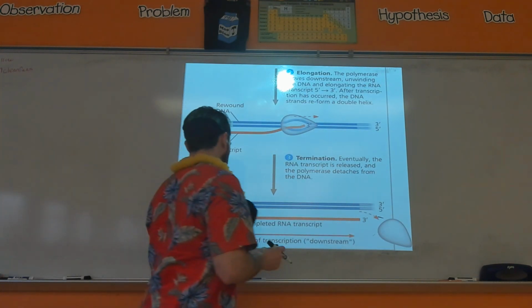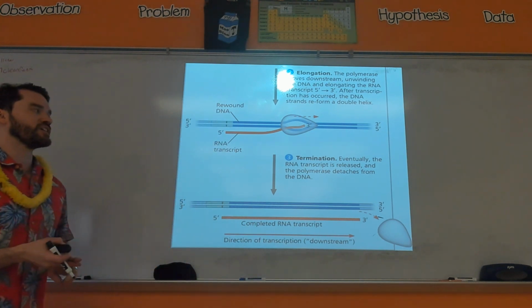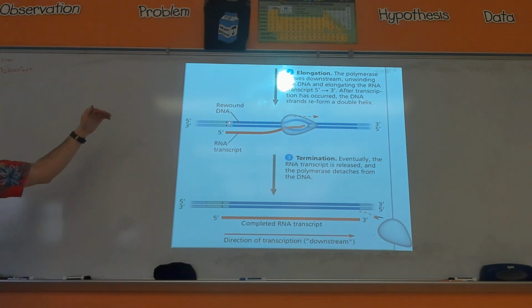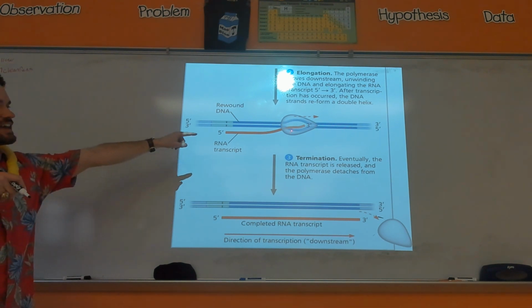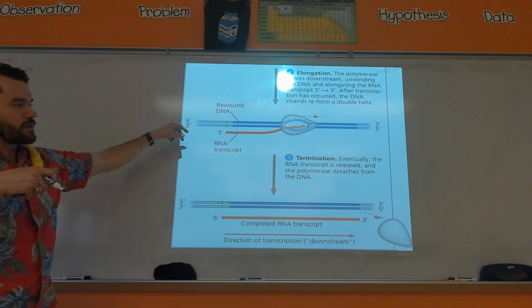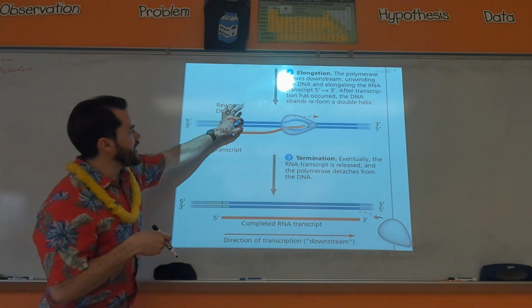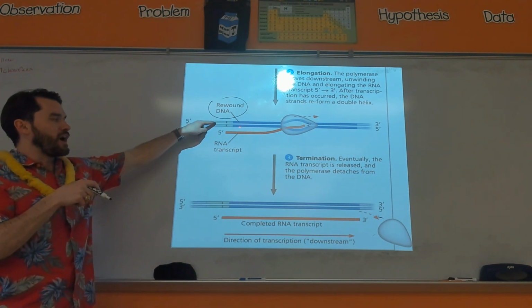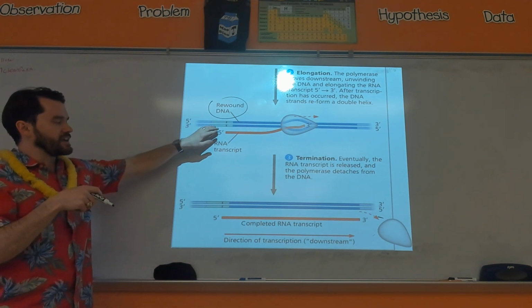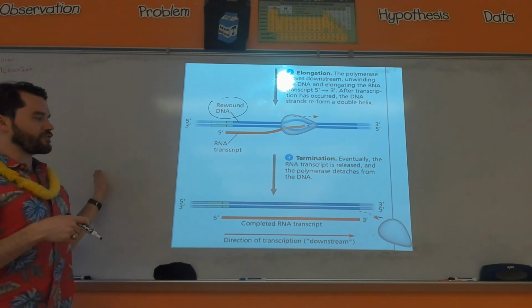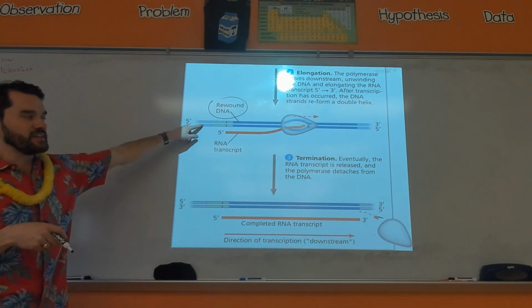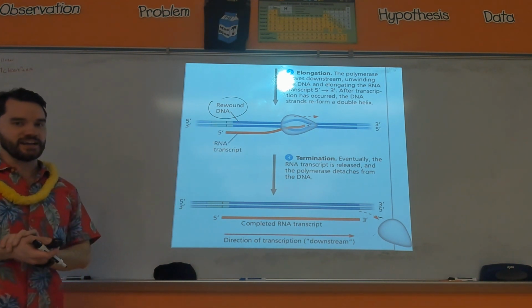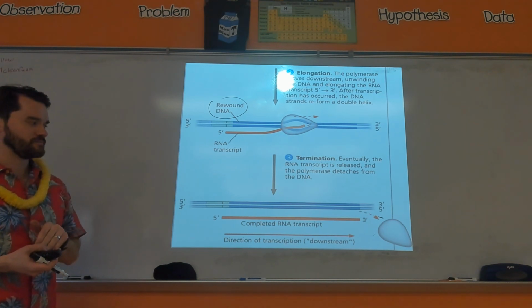Now then, so 3 phases of transcription. Second phase is elongation. So this RNA polymerase moves along the DNA strand here, and as the RNA polymerase is moving across the DNA, the DNA will rewind. That's what they're trying to show here. And because the DNA rewinds, the RNA transcript will unpeel itself from the DNA. It doesn't just stay stuck to the DNA.